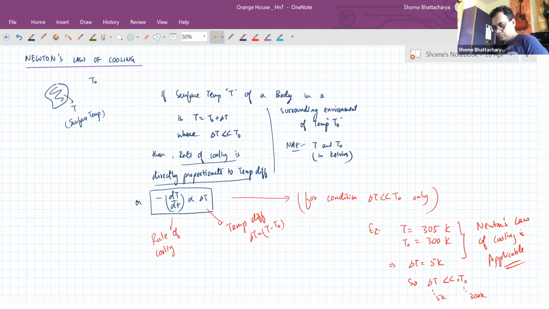The rate of cooling is dQ by dx. The rate of cooling is dQ by dt.